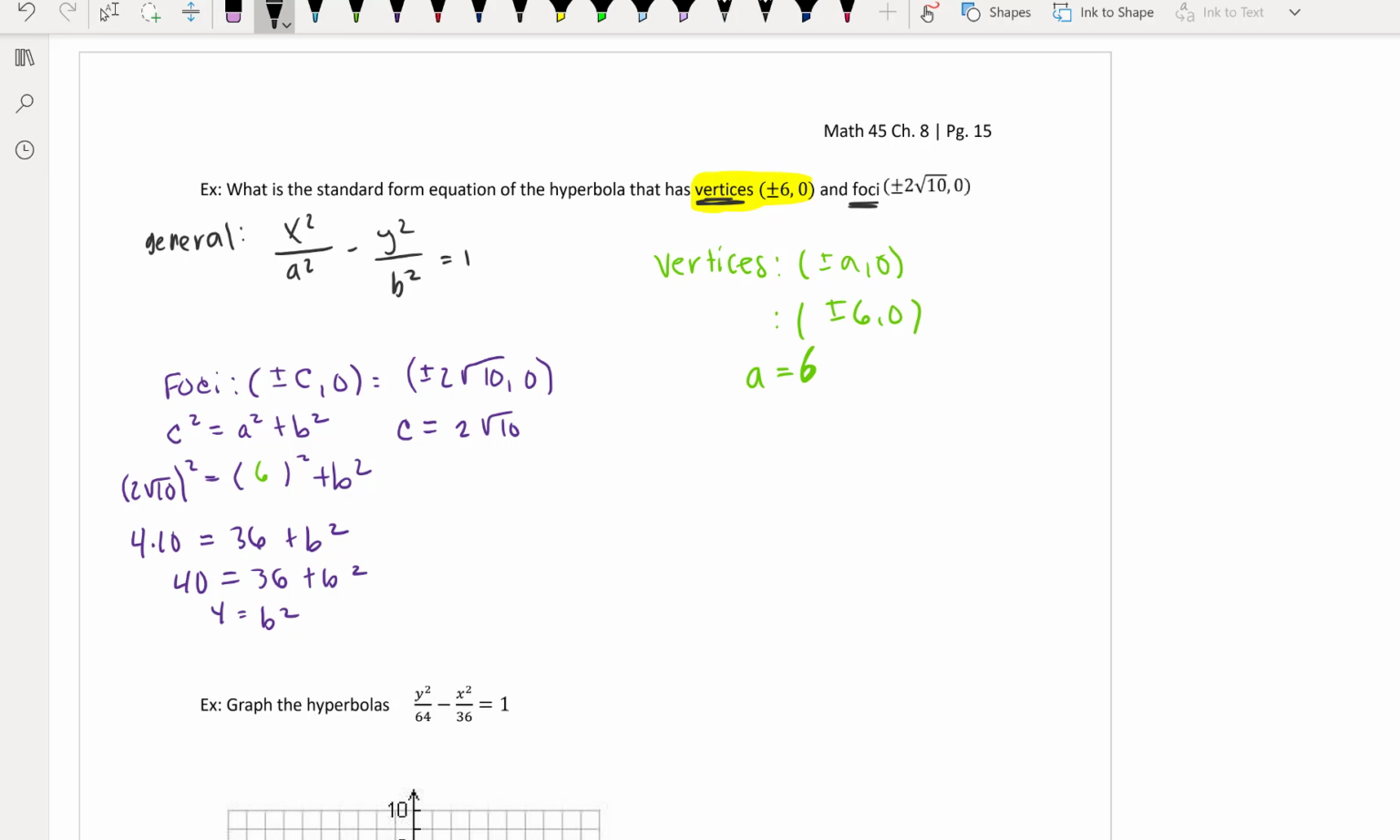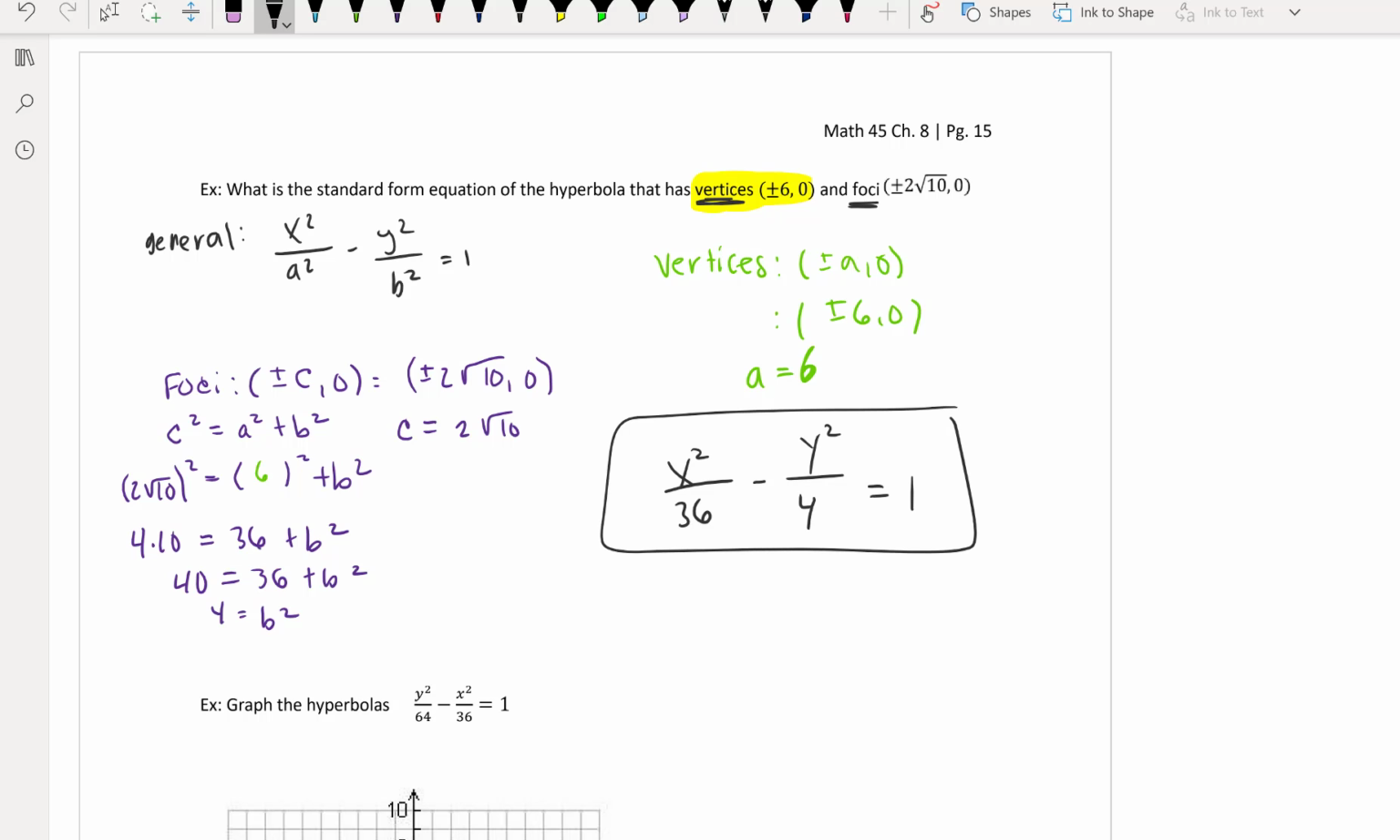So now I have all of my pieces of information. Now I can say that my equation is going to be x squared over my a squared, which is 36, minus my y squared over my b squared, which is 4, all equal to 1. So that is going to be the general equation that I need. Okay, well, I hope that's helpful.